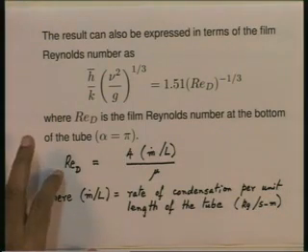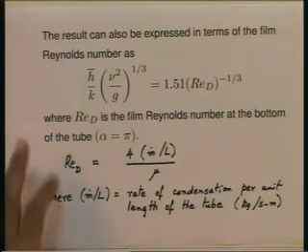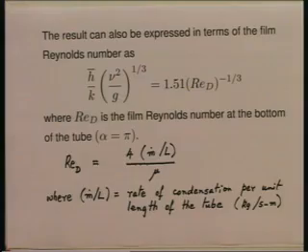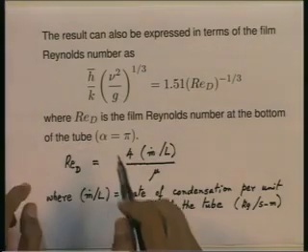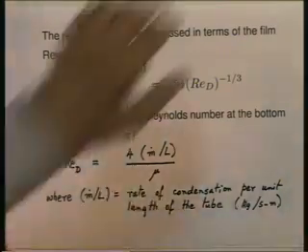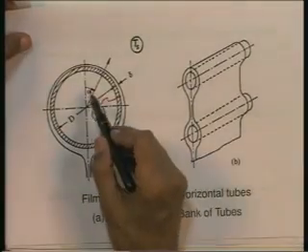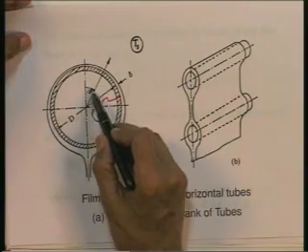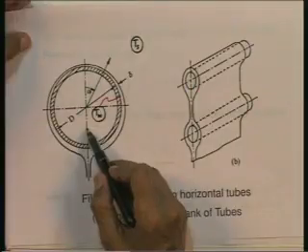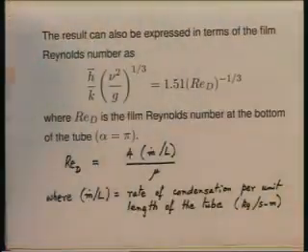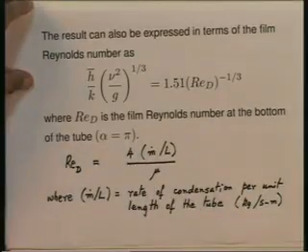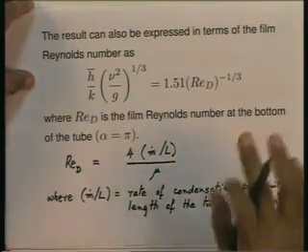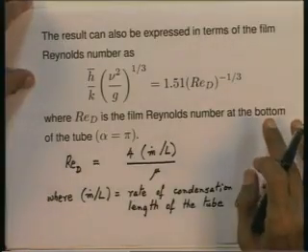So, Re_D is the film Reynolds number at the bottom of the tube, and alpha here, in case you are wondering what it is, alpha is the angle measured from the top of the tube. We haven't used it because we haven't done the actual derivation, but alpha is this angle. You start with alpha equal to 0 at the top of the tube here, and as you go along alpha increases from 0 all the way to the bottom, that is at alpha equal to pi. So, Re_D is effectively the film Reynolds number at alpha equal to pi. So, these are our two expressions for the heat transfer coefficient on a single horizontal tube.